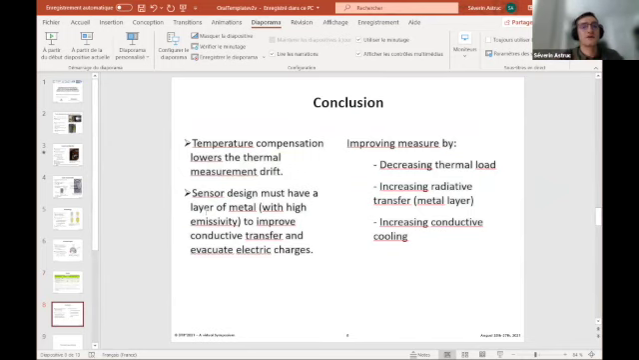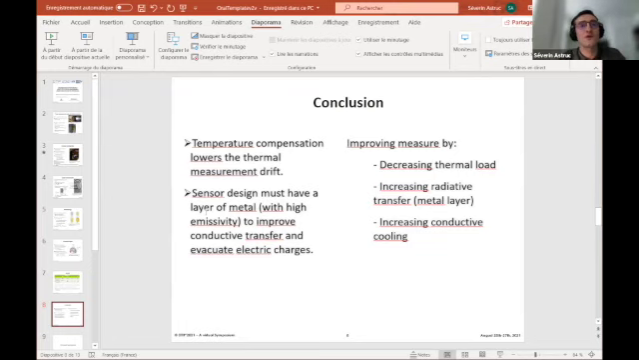To conclude, in this work, we show that temperature compensation allows measuring the thrust of the thruster, and it needs the temperature sensor and the gold layer to improve conductive transfer. Another thing is that the gold layer evacuates the electric charges of the plasma, so it allows decreasing the effects of electrostatic charges on the measure. But I don't have work on it.